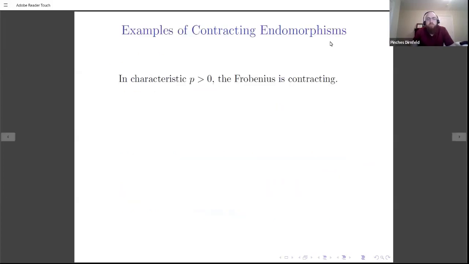So let me give you a few examples of contracting endomorphisms. In characteristic p, in positive characteristic, the Frobenius endomorphism is obviously contracting.